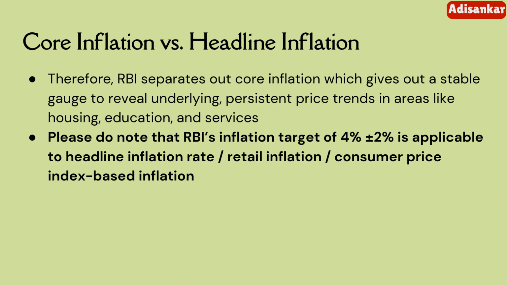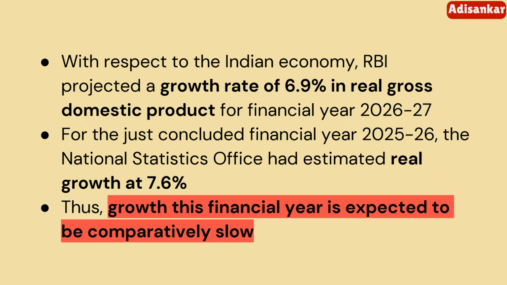Please do note that RBI's inflation target of 4% plus or minus 2% is applicable to the headline inflation rate, which is same as retail inflation rate, which is same as consumer price index based inflation. These three terms are equal. With respect to the Indian economy, RBI projected a growth rate of 6.9% in real gross domestic product for financial year 26-27. For the just concluded financial year 25-26, the National Statistics Office estimates a real growth of 7.6%, which means that growth for the current financial year will be slower than the previous financial year.